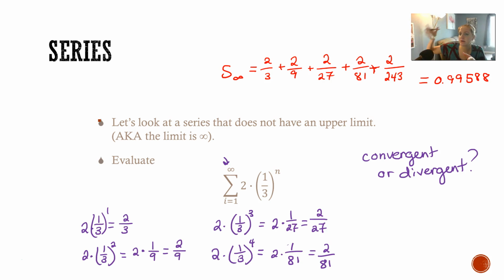And as we increase those numbers, we could add on another number. So we could add on 2 over 3 to the 6th, 729. So 0.99588477737, add on 2 divided by 729. Yeah, it's 0.9986. So what is it getting closer to? What is it getting closer to? It's getting closer and closer to 1. So it's adding up to 1.